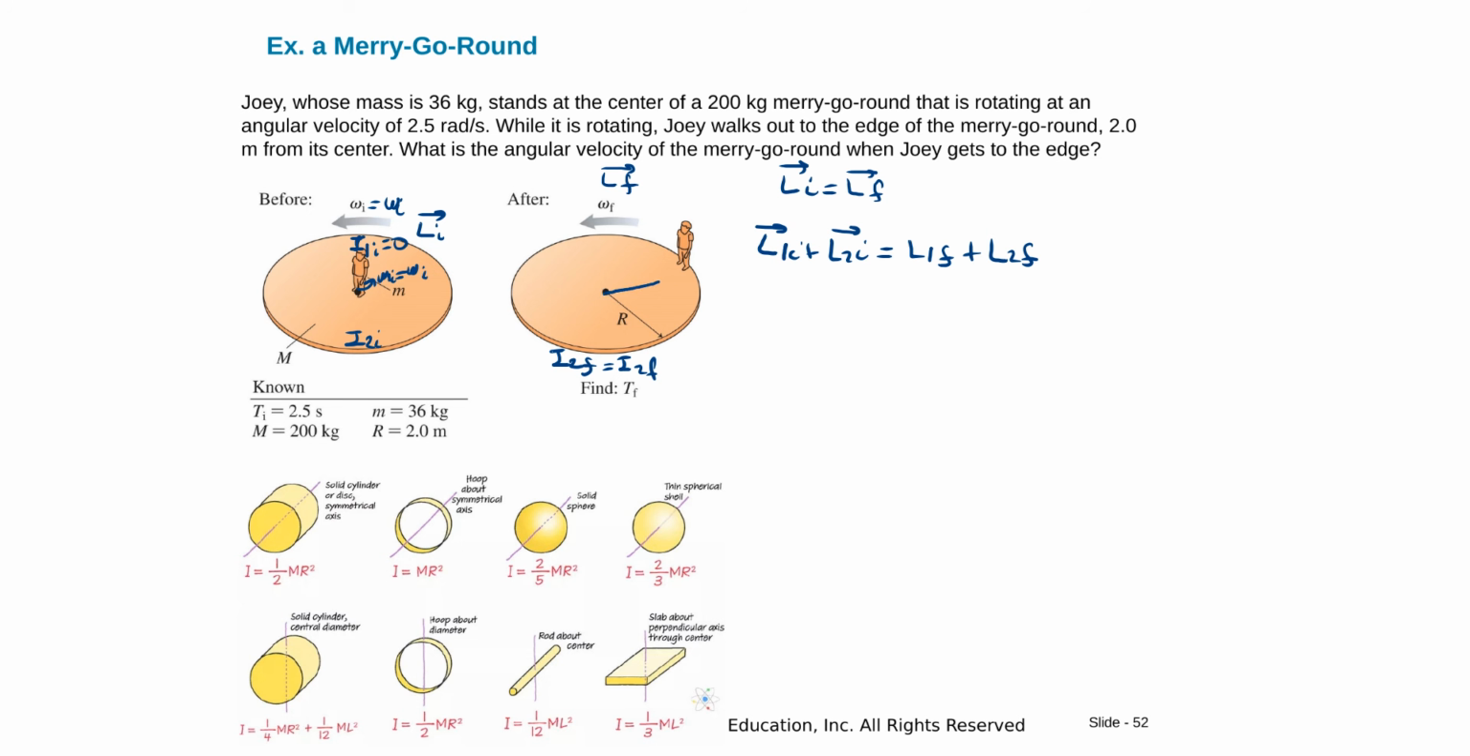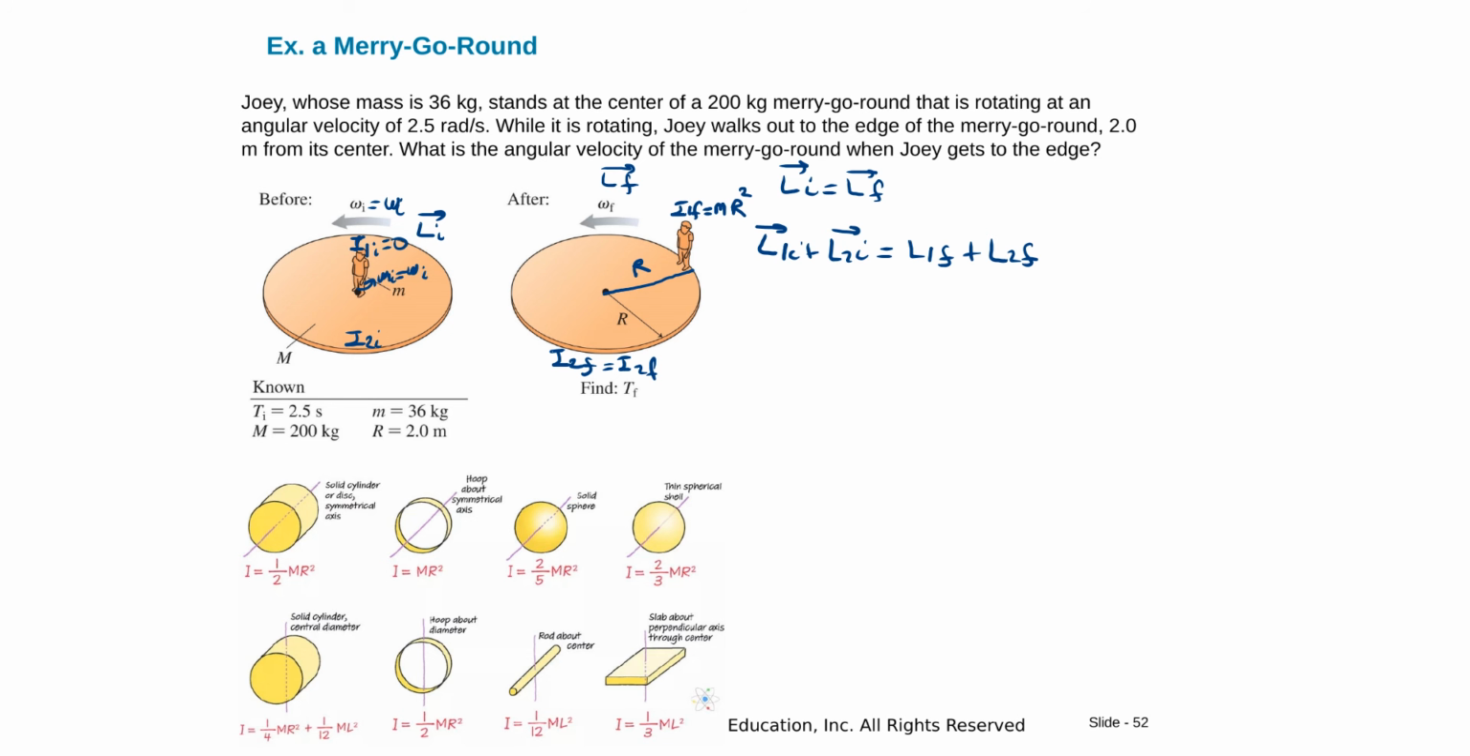I1 final, however, will have a non-zero value. If we have an object like a mass or person staying at the edge of a rotating disk or rotating circle, the moment of inertia is simply defined as m times r squared. That's it. So I1 final will be this. I2 initial and I2 final will be the same.